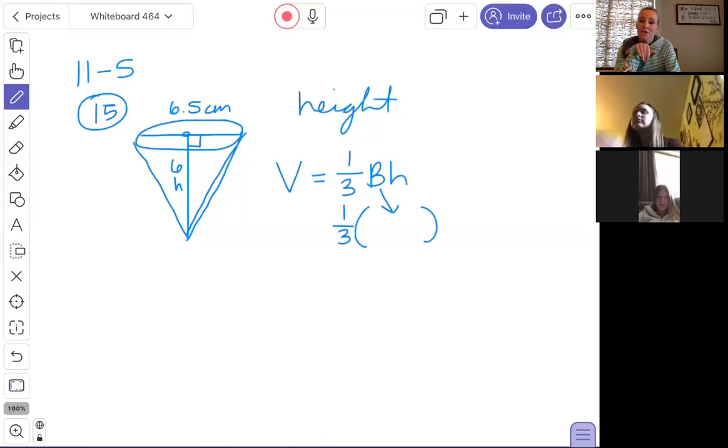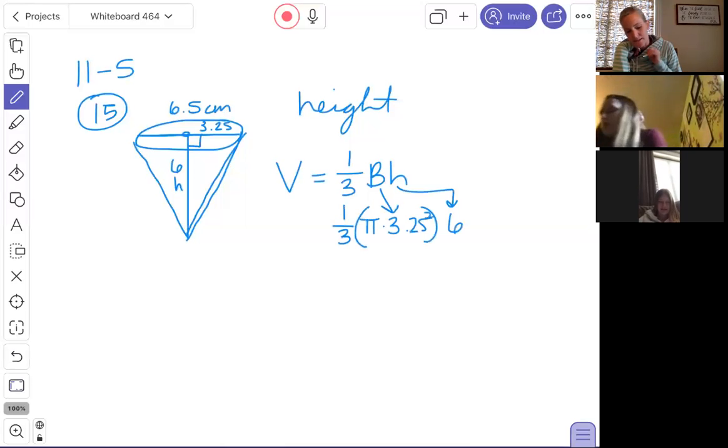The area of a circle is always pi r squared. Right now they've given you the diameter, so you need to cut that in half to get the radius. So this would be 3.25. So you're going pi times 3.25 squared for that. And then the height is going to be the 6.